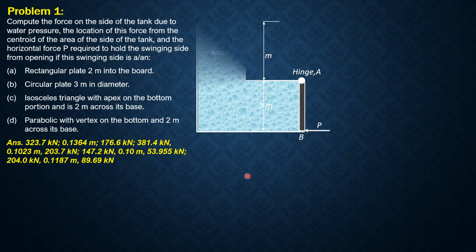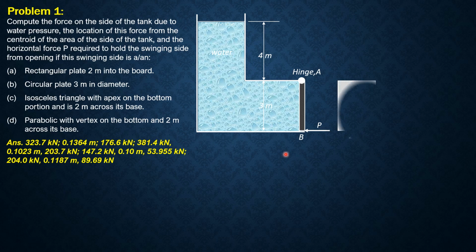So this is the figure, and based on the figure, the height of the tank is 3 meters and it is free to swing outward because of water pressure, but it is prevented by this horizontal force P. So for the force, because this is simple, we will have two ways of computing F, two ways in computing E, and two ways of computing P. The first one is by using the formula, specific weight times h-bar times area, and the second one is by computing F, the moment of F about the hinge, by integration.